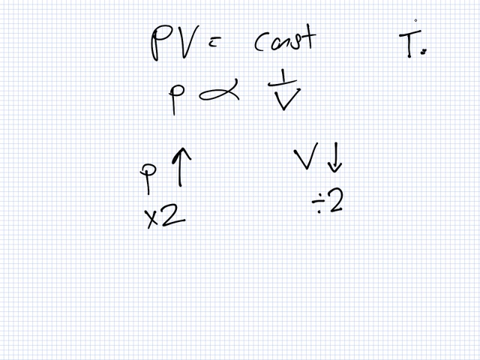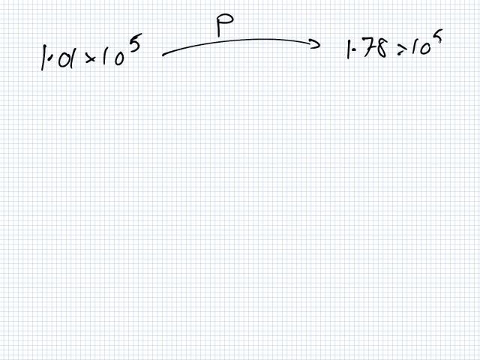And unfortunately in the story, the temperature starts at 0, but then changes to 25. So we could use this formula, but it won't be exactly right. But I want to use it to see how close it is, okay? So what's the pressure at the start? It's 1.01 times 10 to the 5. And then what's the pressure at the end? It's 1.78 times 10 to the 5.